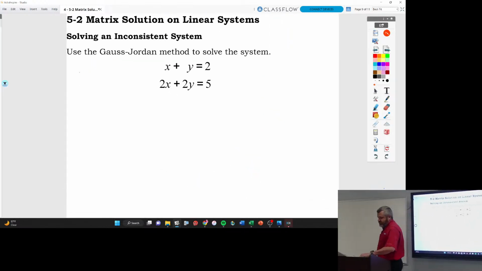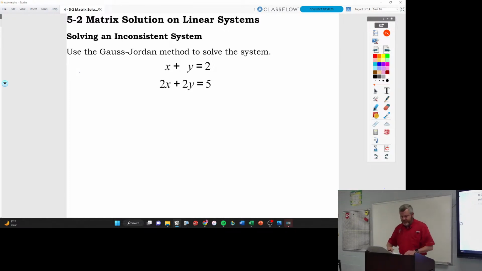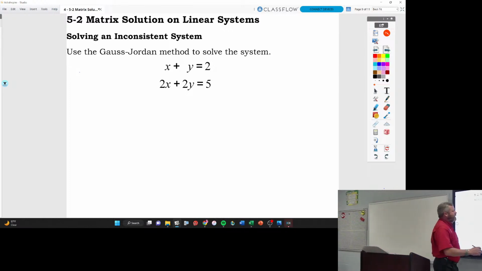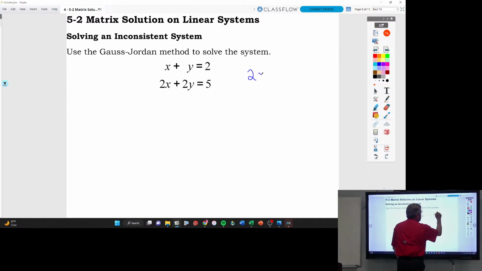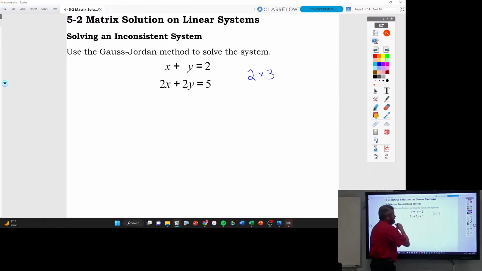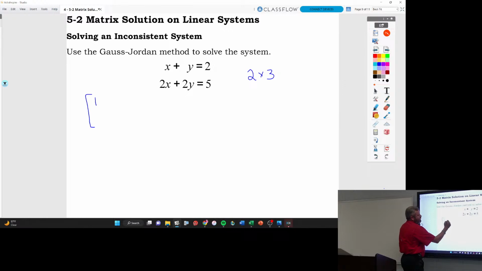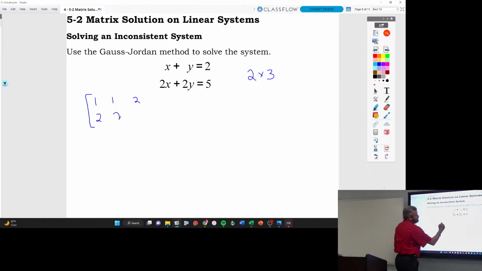Use the Gauss-Jordan to solve this system. All right, so we're back to a 2 by 3. Remember, 2 rows by 3 columns. So we will write our matrix equation, or our augmented matrix. Our augmented matrix coefficients are 1, 1, 2, 2, 2, 5.